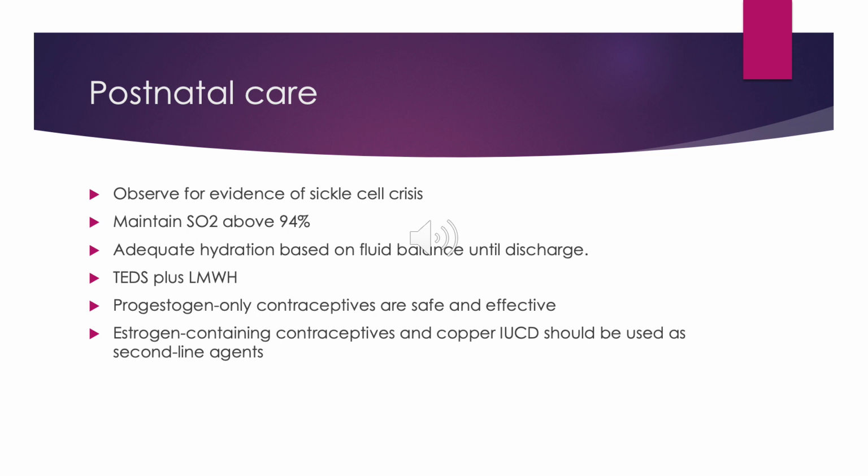Postnatal care. Women must be observed for evidence of sickle cell crisis. Again, the postnatal period is a period of increased risk of sickle cell crisis due to dehydration, stress, and anxiety. Maintain oxygen saturation above 94%. Adequate hydration is essential. TEDs plus low molecular weight heparin because these women are at risk of venous thromboembolism. Offer contraception. Progesterone-only contraceptives are safe and effective. Estrogen and copper should be used as second-line agents.